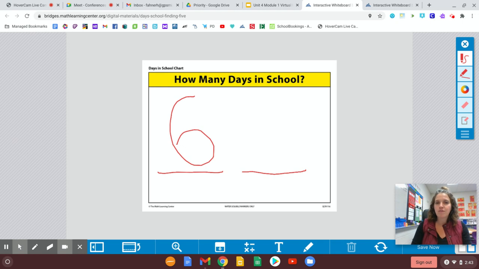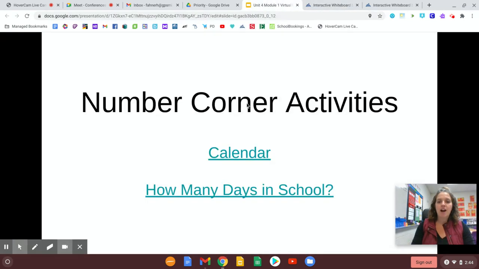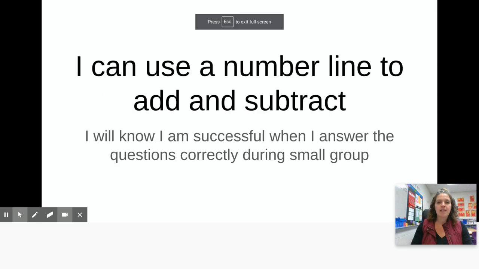So how many 1s were left over? How many X's were by themselves? You're right. There's 4 X's that were by themselves. That shows us how many ones are left over in the number 64. So we've been in school for 64 days now. All right. So we were able to update our calendar and we updated how many days of school we were in. Now let's get to our math lesson.